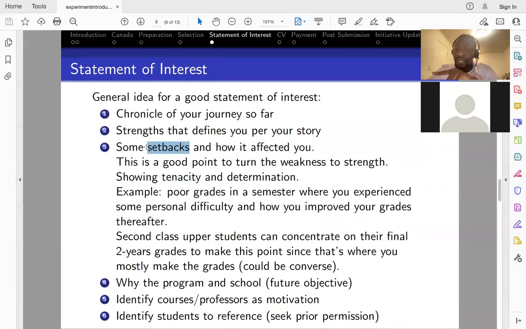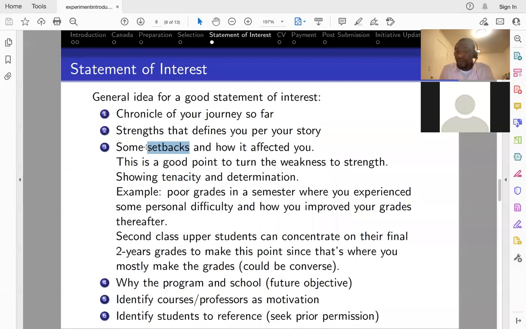Then you can tell them within the statement of interest, hey, even though I did have a couple of setbacks with low grades in my first year due to this reason, I was able to pick myself up, get myself very motivated, and finish with a very strong upper. So when you look at my grade point for the final 2 years, you realize that I had a minimum of maybe 3.8 or 3.9, which shows that I'm a first class student.